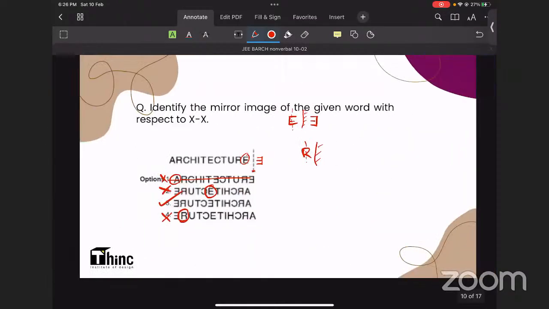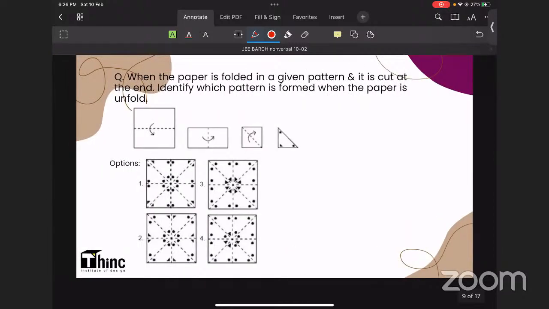And over here, one more question remaining. So this is the last question which we are going to discuss today. When the paper is folded in a given pattern, it is cut at the end. Identify which pattern is formed when the paper is unfolded. So this is an application of mirror images.